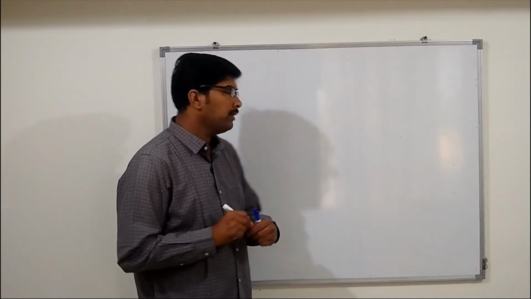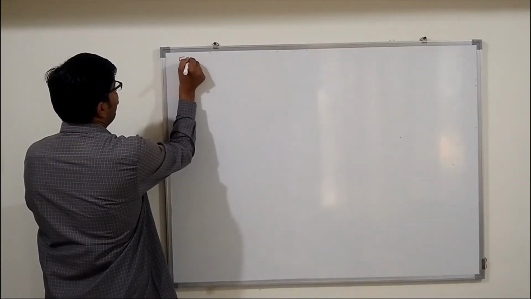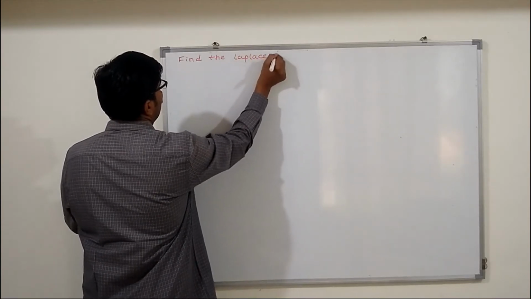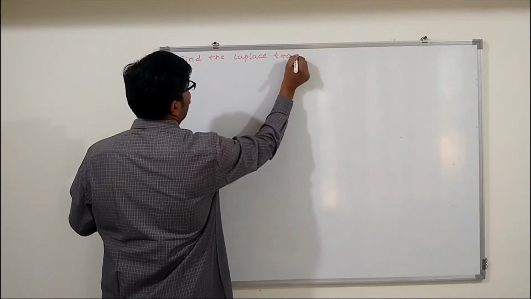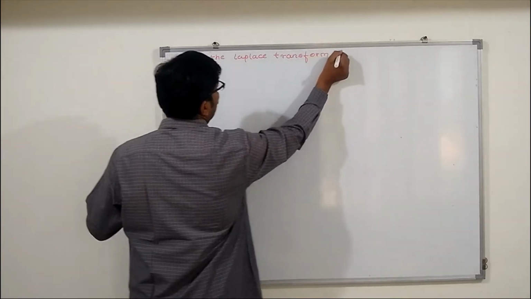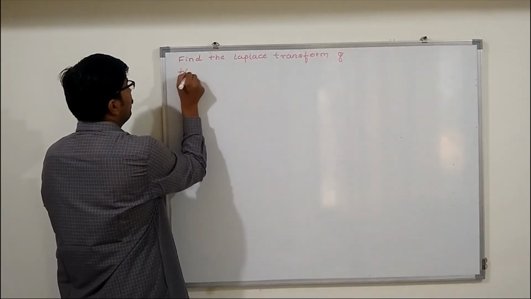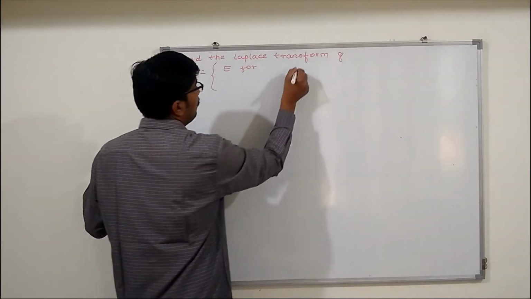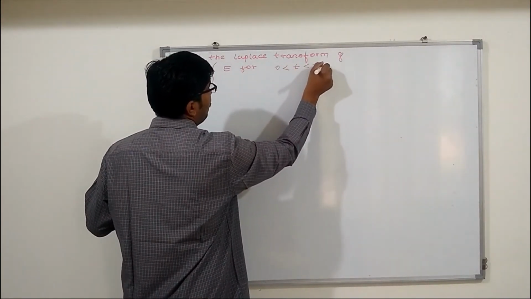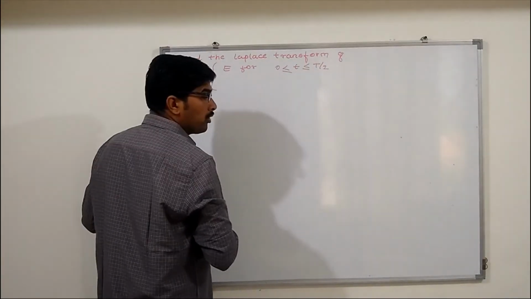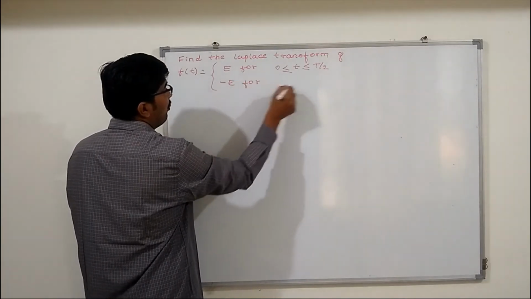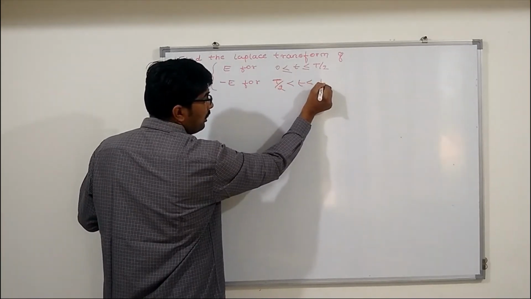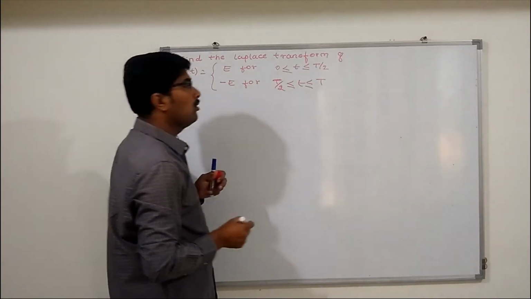Now you can take one more example. Find the Laplace transform of f of t equal to plus e for t lying between 0 and capital T by 2, or it may be equal to 0 and T by 2, and minus e for t lying between capital T divided by 2 and capital T, or it may be equal to capital T by 2 or capital T.